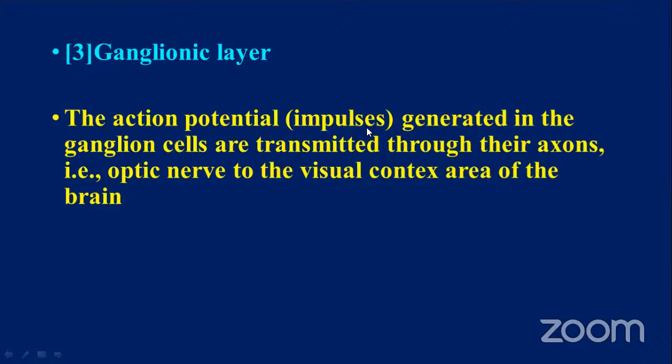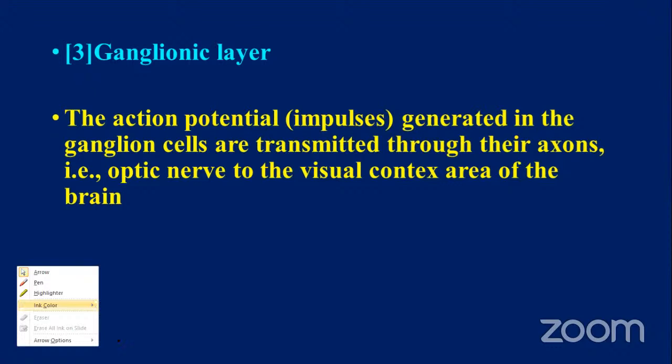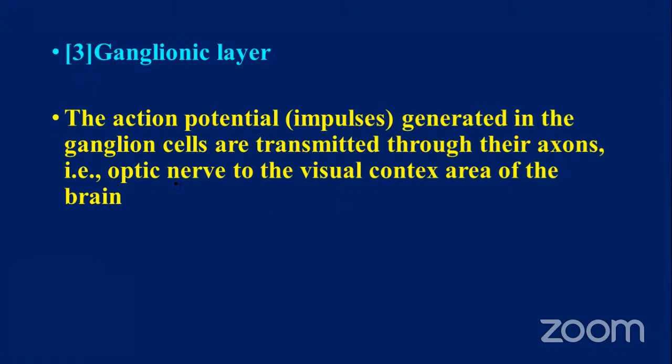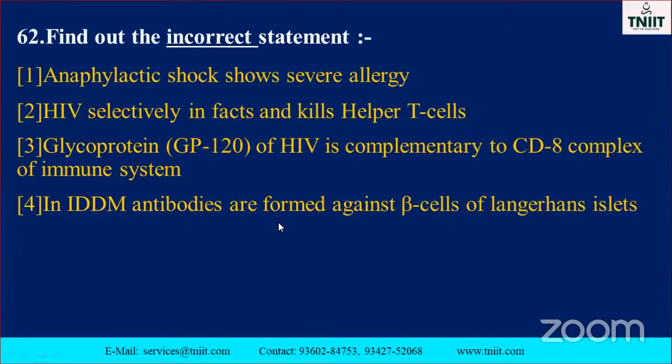See, the action potential impulses generated in the ganglion cells are transmitted through their axons, the optic nerves, to the visual contact area of the brain. Finally, what happens? The optic nerve receives the impulse from the eye and transfers it to the brain. The brain analyzes, oh, this one is which one, pencil or ball or red color. Like that, it can be identified and also reflected.